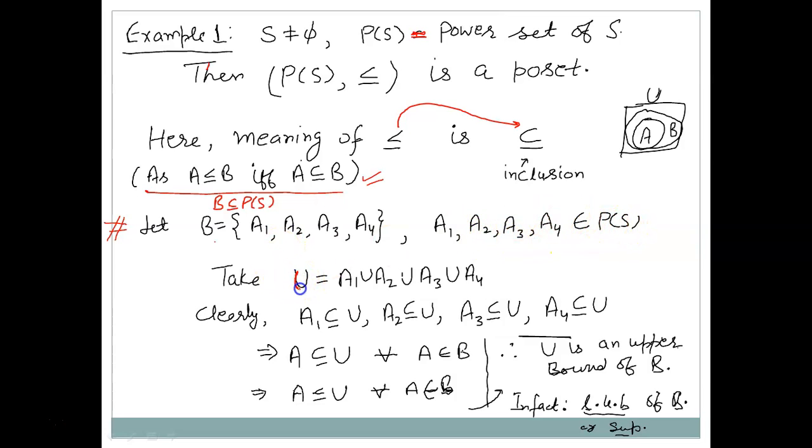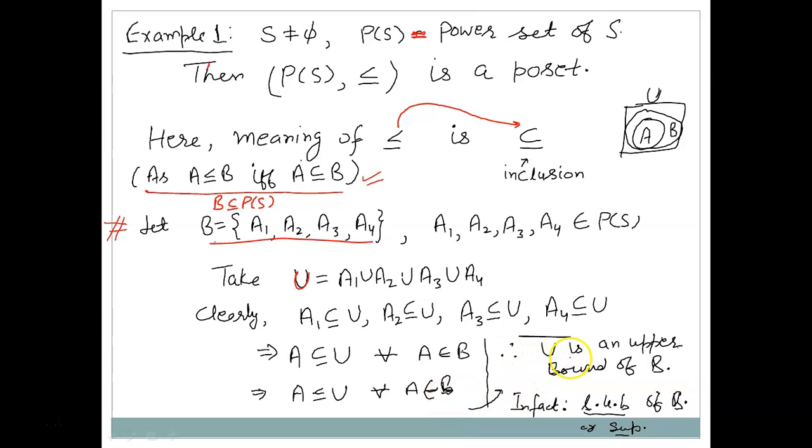Now we take U as the union of all these four sets. Then the union of all these four sets consists of all the elements of sets A1, A2, A3 and A4. Then definitely A1 will be a subset of U, A2 will be a subset of U, A3 will be a subset of U, and A4 will be a subset of U. In general, we can say that A is a subset of U for all A belonging to B. A belongs to B means if you take any element from this set B, then A is a subset of U. When you say A is a subset of U, then according to the definition of the relation here, we can say A is less than or equal to U for all A belonging to B.